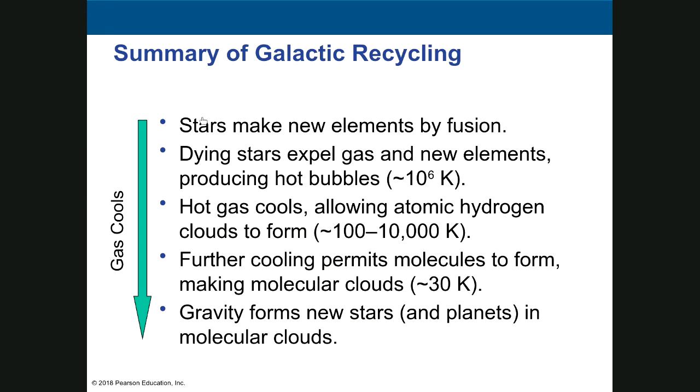But before we do that, our summary is: stars make new elements by fusion, right? The dying stars expel gas and new elements, producing hot bubbles of about 1,000,000 Kelvin. The hot gas cools, allowing atomic hydrogen clouds to form, from 10,000 down to about 100 Kelvin. Further cooling permits molecules to form around 30 Kelvin. And then gravity will form new stars in those clouds, and planets and everything else. And then once those form, you get back up to the top, to fusion.